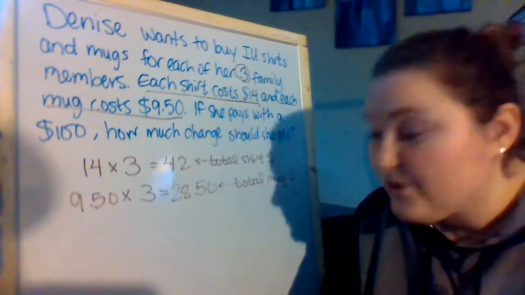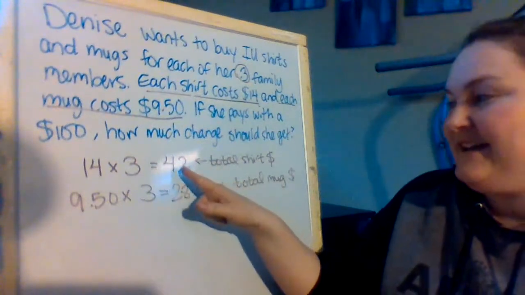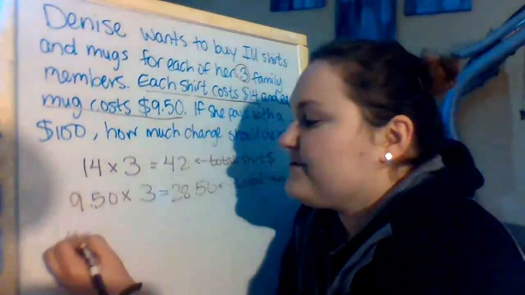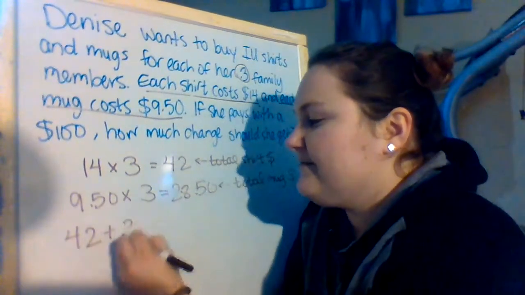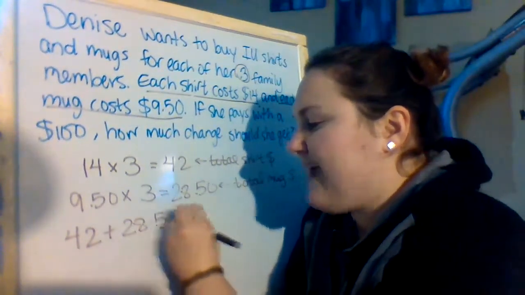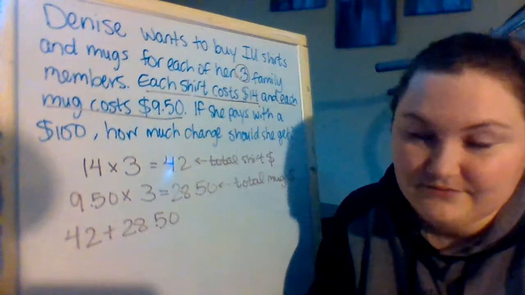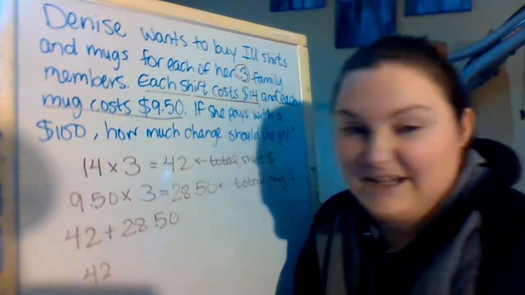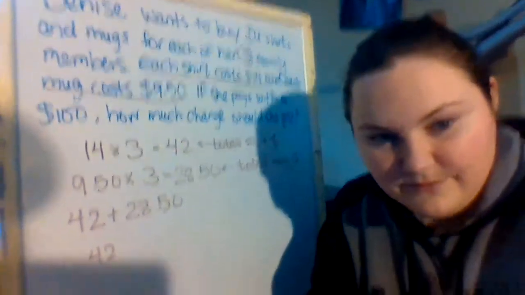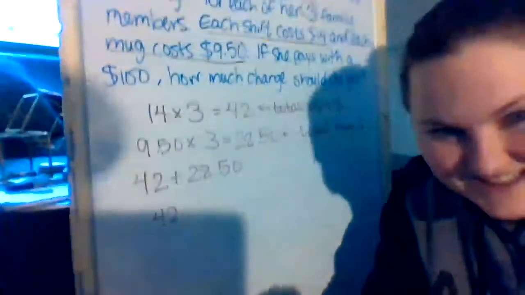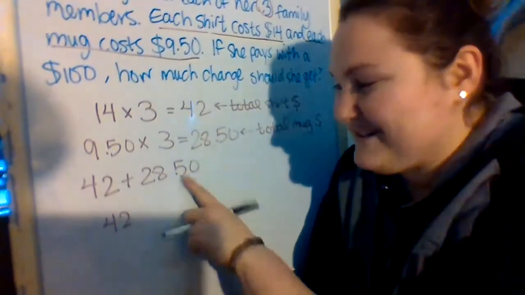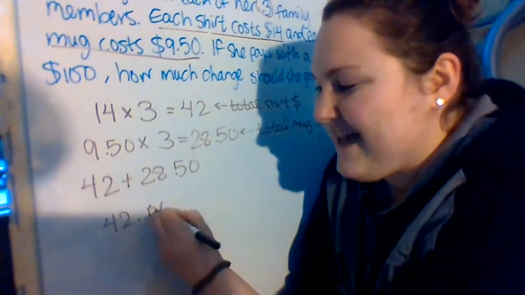Well, to find how much total money she's spending, we need to find the total of these two things. When I say the word total, that means we would want to add. We would want to add the 42 and the 28.50. When you're adding a number that doesn't have a decimal with a number that does, you need to make that one look like a decimal.